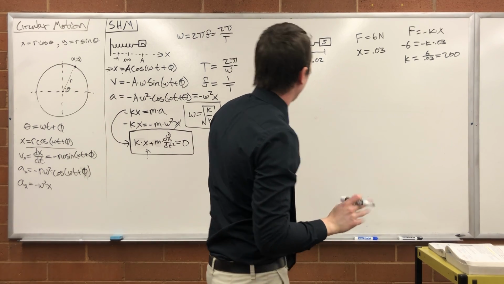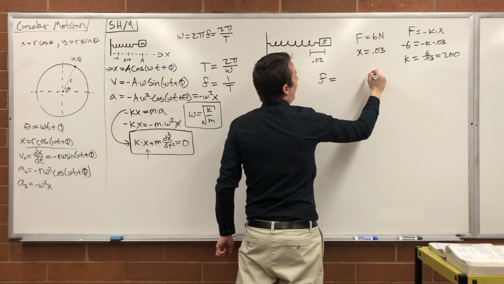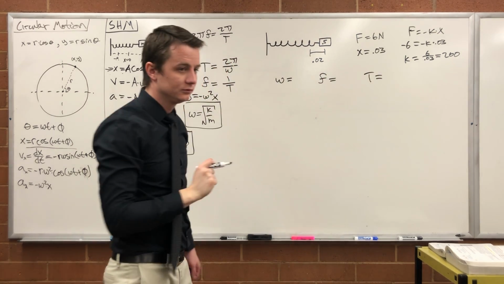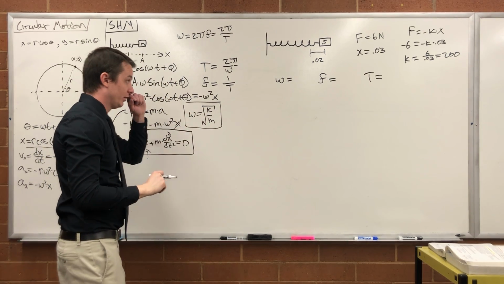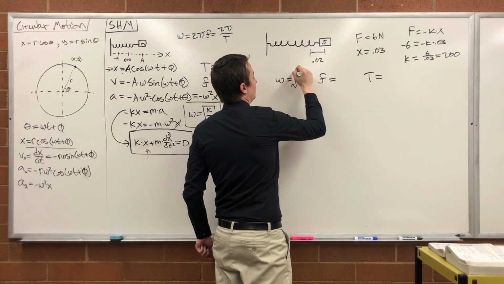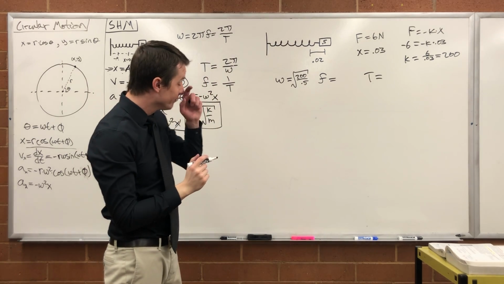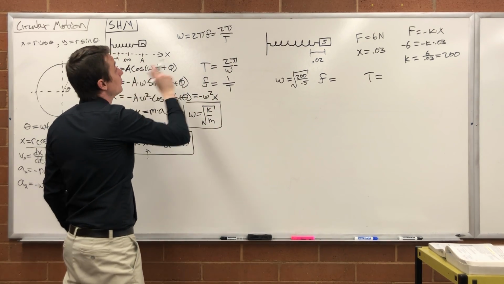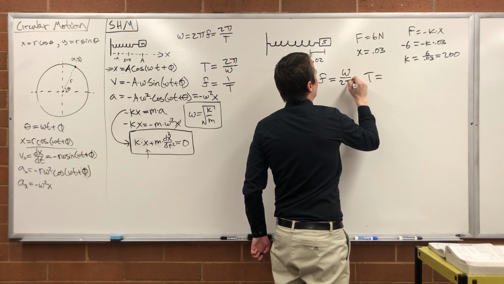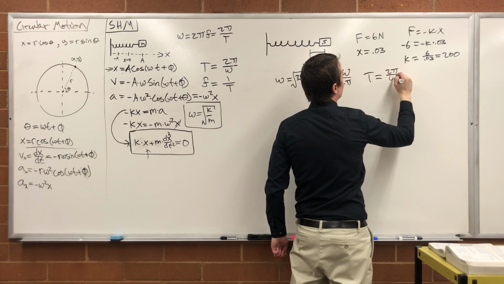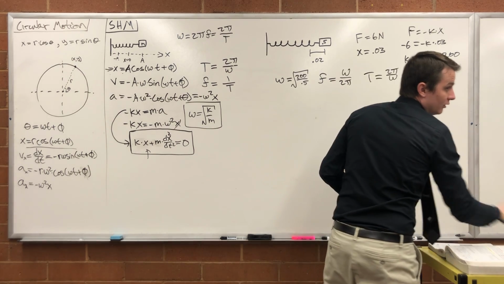Okay. So now they asked us to find the angular frequency, the frequency, and the period. Well, that's simple. Omega is just the square root of K over m. So this is the square root of 200 divided by 0.5. And then frequency is omega over 2 pi, and period is just 2 pi over omega.